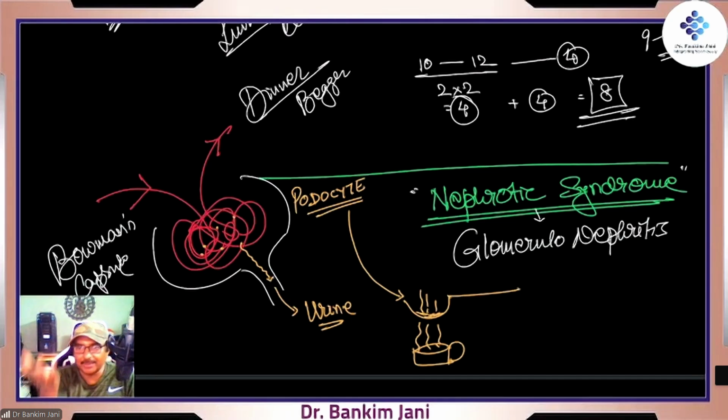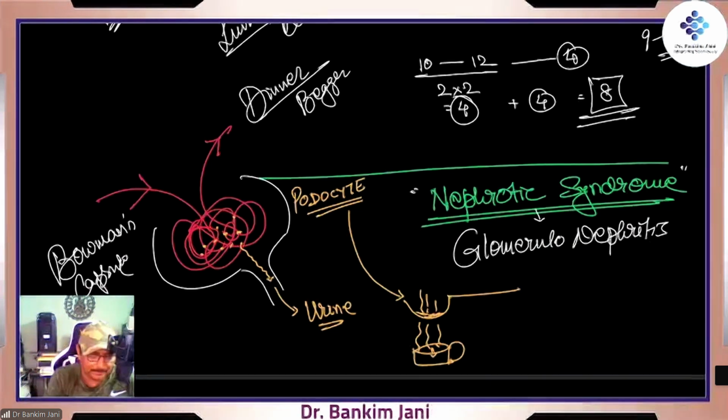They do the work of filtering. What if this sieve is broken, its mesh is broken? What will happen? However well you make the tea, everything will keep on going. Everything will start going into the tea, right? Now how will that tea turn out? Completely useless. Here it happens. The sieve is broken. These podocytes are broken.